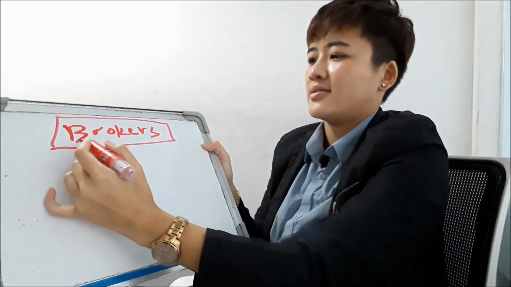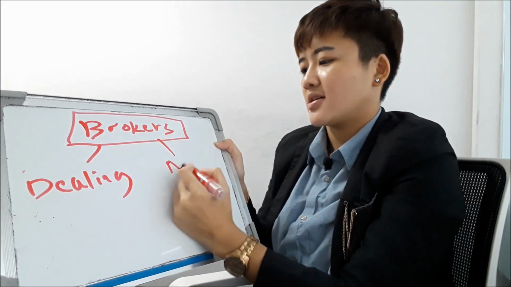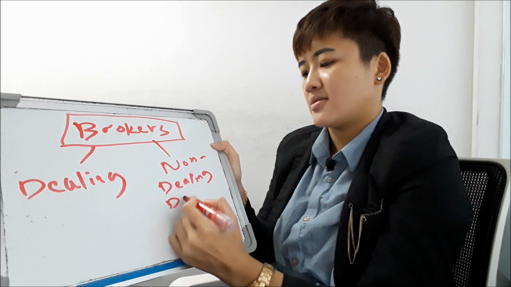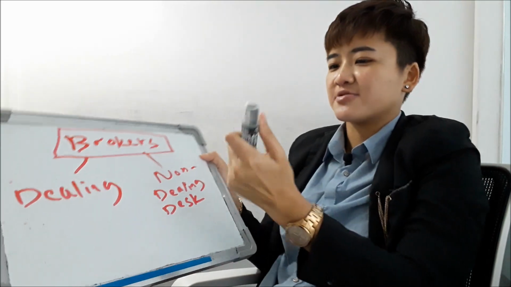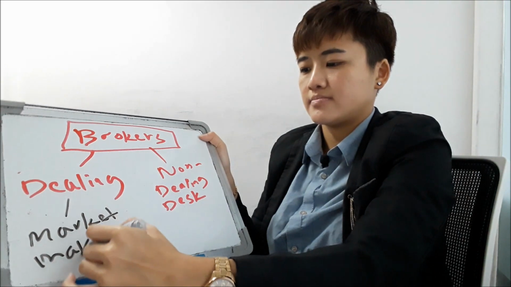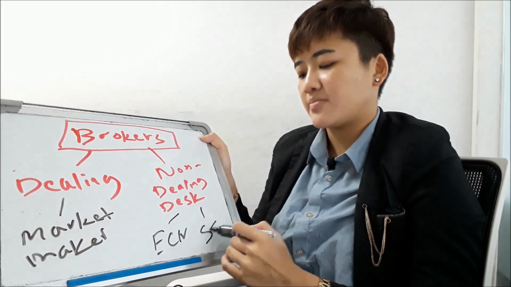To participate in the Forex market as a retail trader, as a retail investor, you will need a broker. So basically there are 3 main types of brokers. If you really classify it, you have one which has a dealing desk and the other which operates in a non-dealing desk business model. Under dealing desk, you would have your market maker, whereas under non-dealing desk, you would have your ECN or STP.